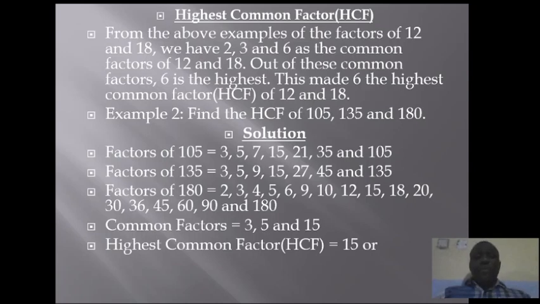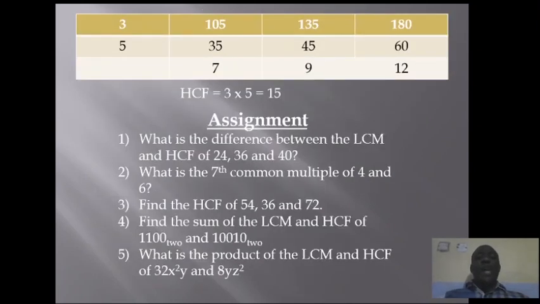180. So now, looking at these factors, we can pick out our common factors. What are the common factors between these three numbers? We find out that 3, 5, and 15 appear as factors in 105, 135, and 180. So 3, 5, and 15 become their common factors. So their HCF, the highest common factor, is 15, because out of all the factors, 15 is the highest.